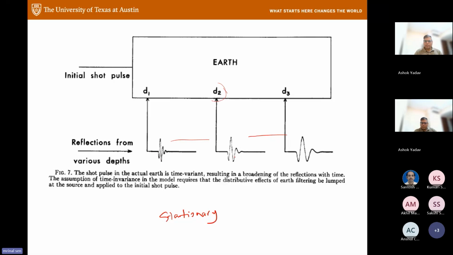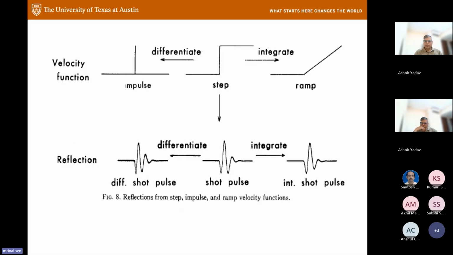Otherwise, you'll have to include this. And the convolution model, the way I just described it, does not include that. Now we have to see different kinds of effects. So for example, if there is a sharp delta function in velocity, a step which is like a layer jump, or you can even have continuous change in velocity and densities, which is like a ramp. So how do they look?